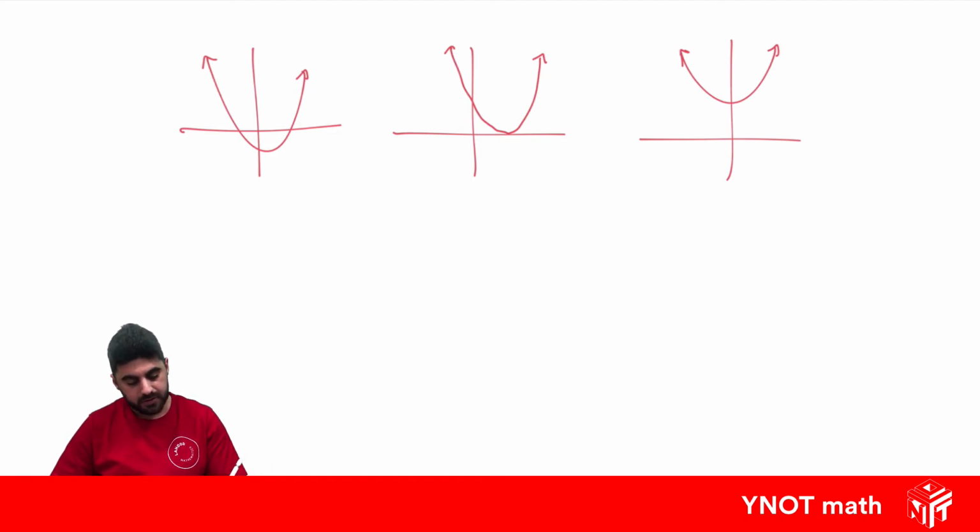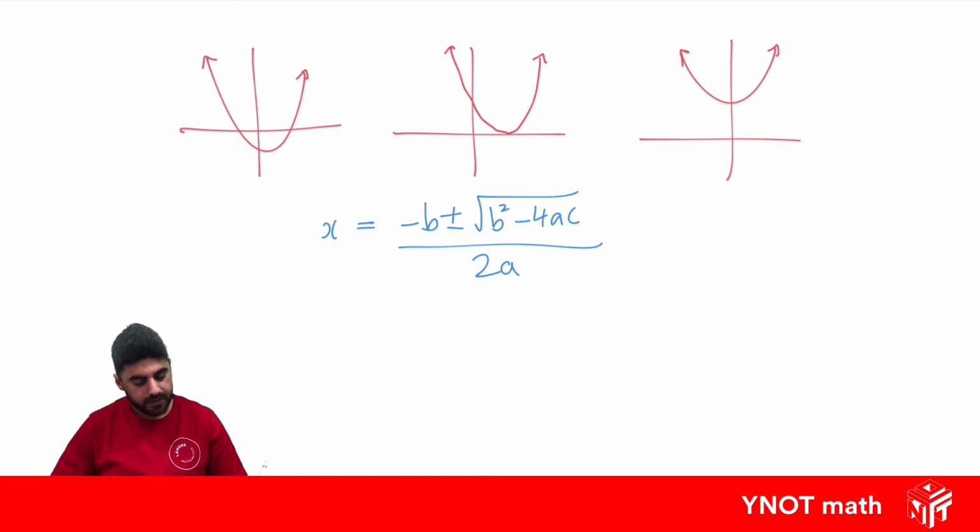So let's look at how to find a solution to a quadratic equation. We use the quadratic formula: minus b plus or minus the square root of b squared minus 4ac, all over 2a. This gives us solutions. How could we get no solutions to the quadratic equation? Well, let's have a look.